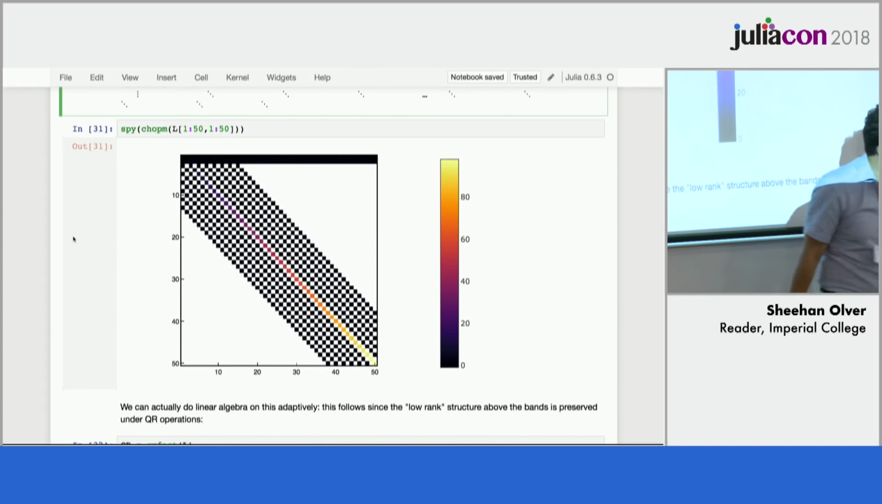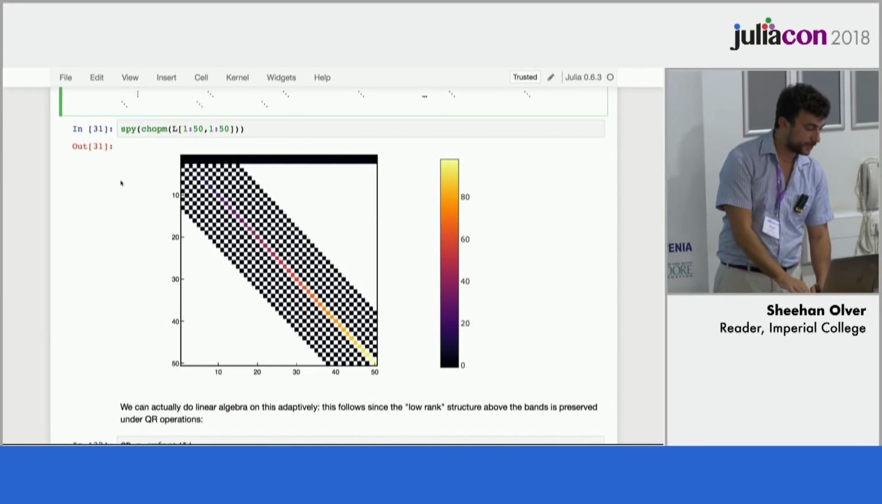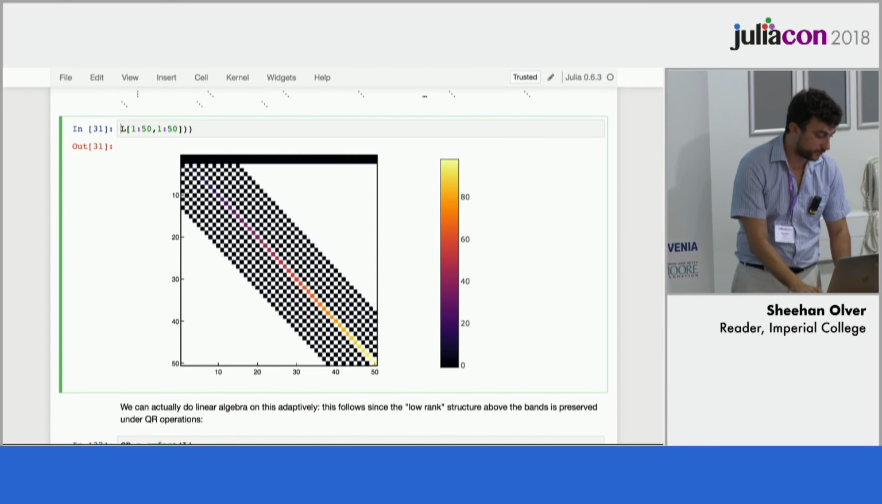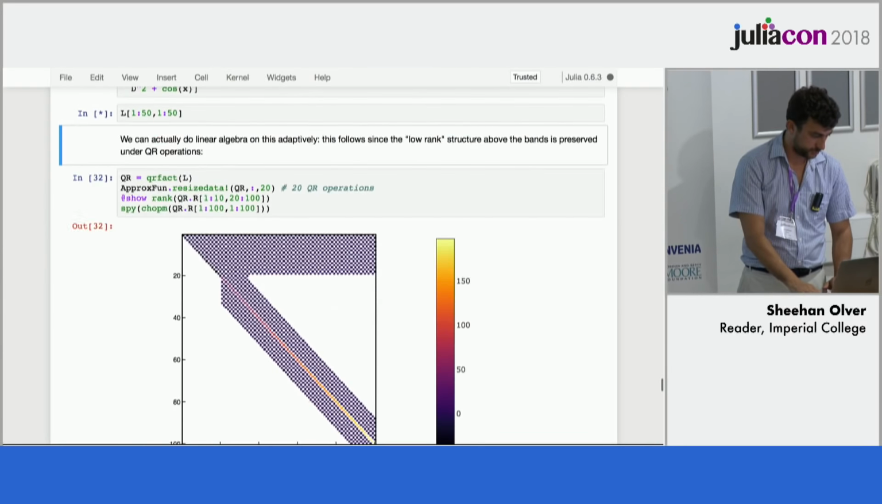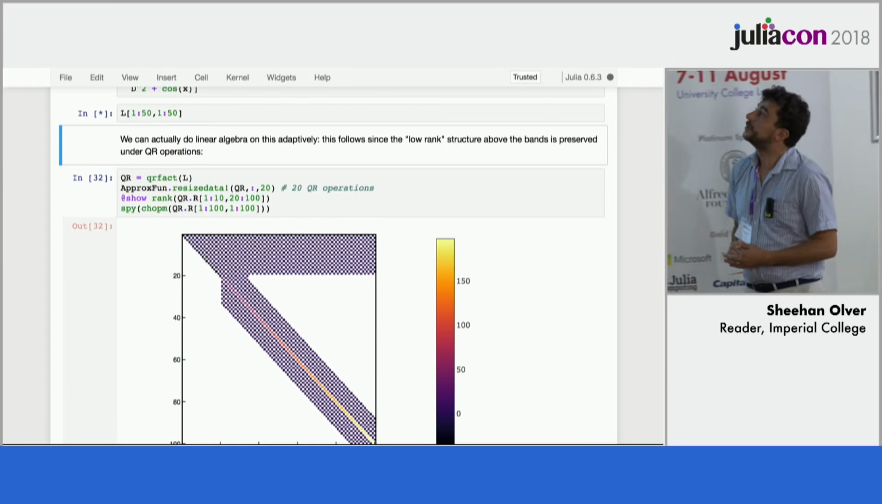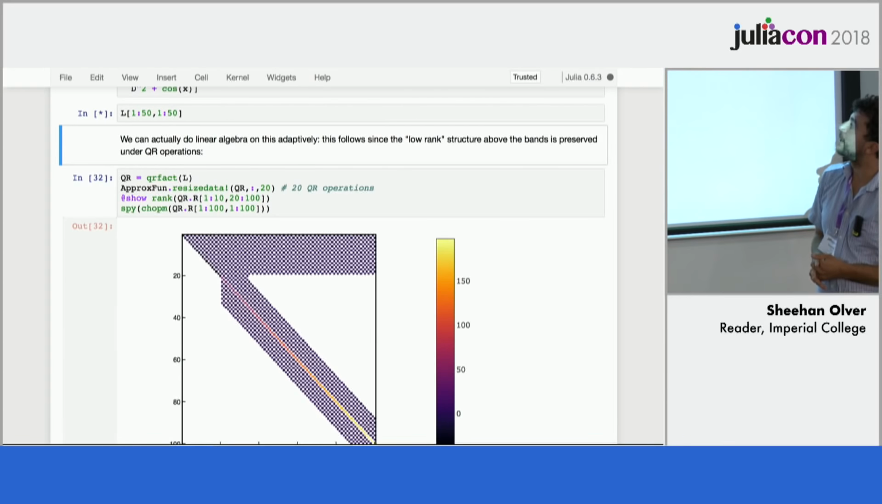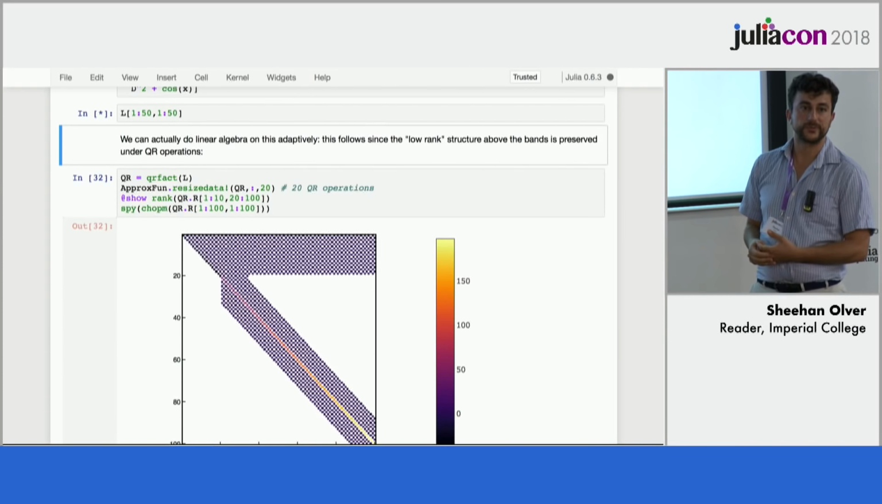And then this special data structure feeds into the banded matrices package, which has optimized O of n algorithms in place.